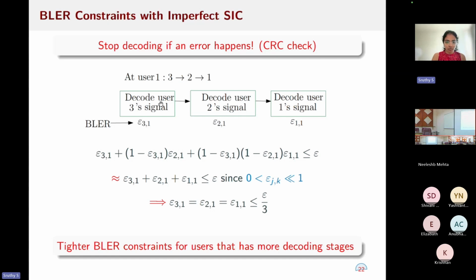So here we can see that, let's say this block is in error, that corresponds to this first term. And let's say the error happens here, so this is the second term. And let's say the error happens in this stage, that is the third term. And the cumulative should be less than or equal to epsilon. After solving this, we get that for each decoding stage, we can have a maximum block error rate of epsilon by 3. When the number of decoding stages increases, the block error rate constraint becomes tighter. Here it is 3 because there are 3 stages. So this is how we are incorporating imperfection at SIC.